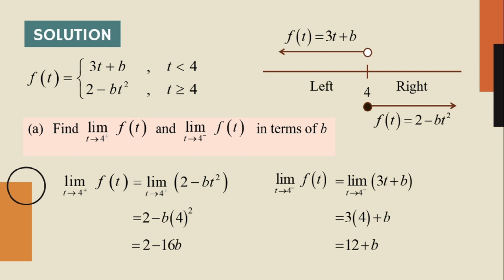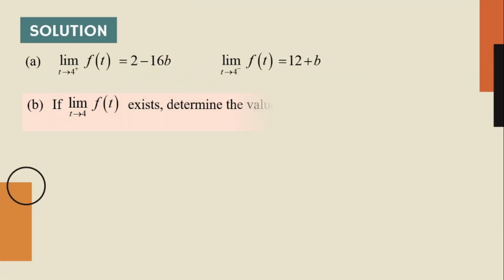Next, we proceed with question B, which asks us to determine the value of b if the limit of f(t) as t approaches 4 exists. So we are given that the limit exists. We know the limit exists if and only if the right hand limit and the left hand limit both exist and are equal.